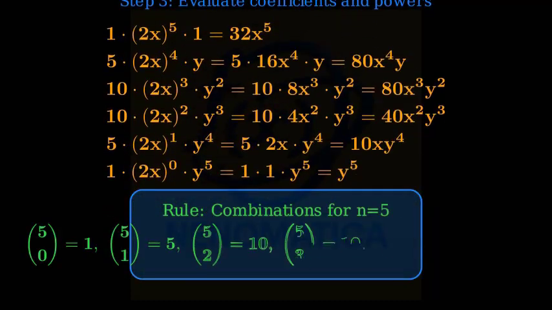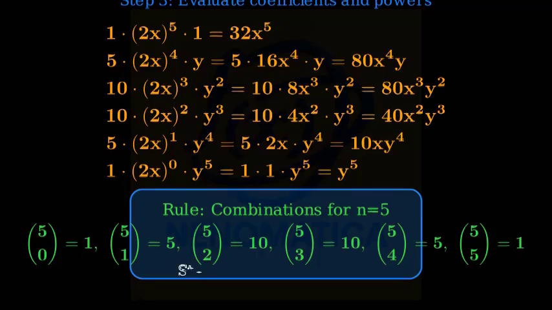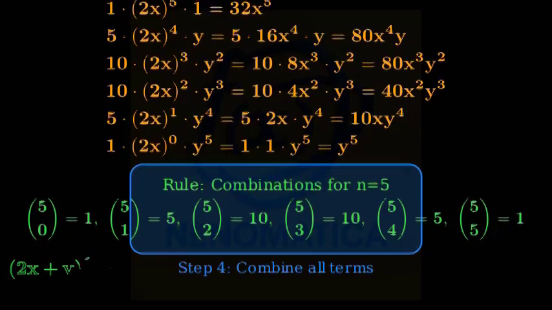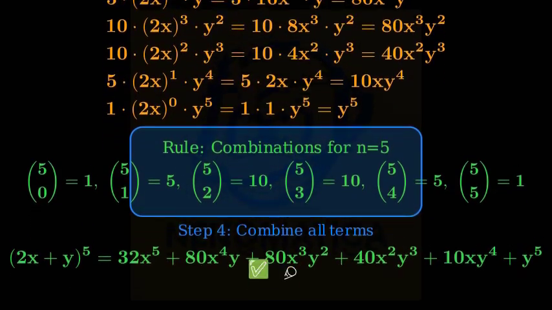Tip. The combinations for n equals 5 are 1, 5, 10, 10, 5, 1. Step 4. Add all simplified terms to get the final expanded polynomial.